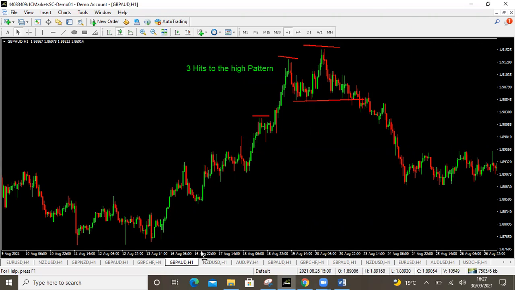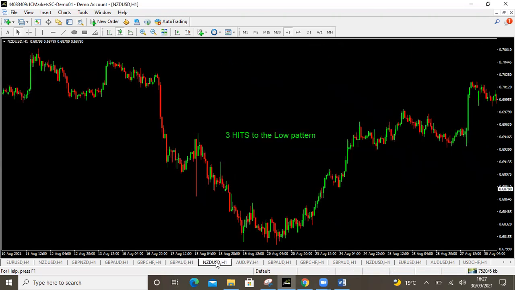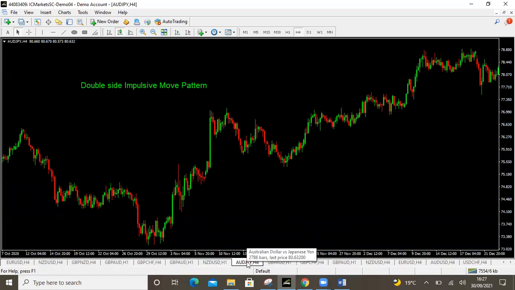So those are the 3 hits to the high and the 3 hits to the low. Another 3 hits to the low. Again, 1, 2, 3, down, break of market structure, move up. So those are very easy. The 3 hits are very, very easy.